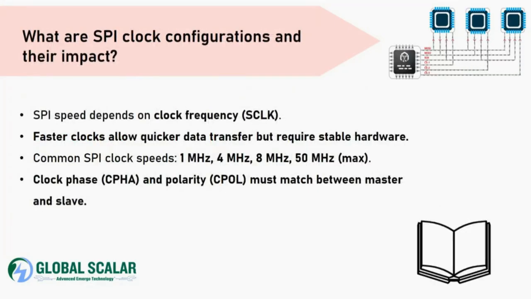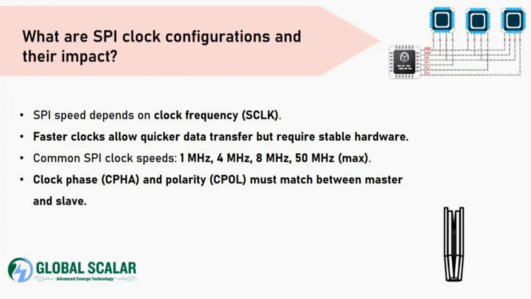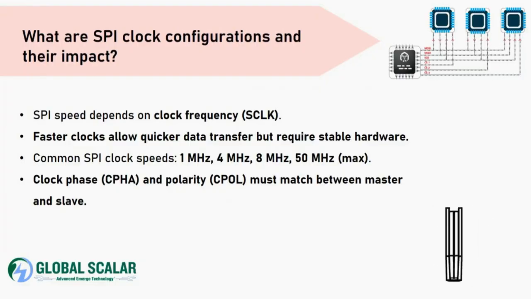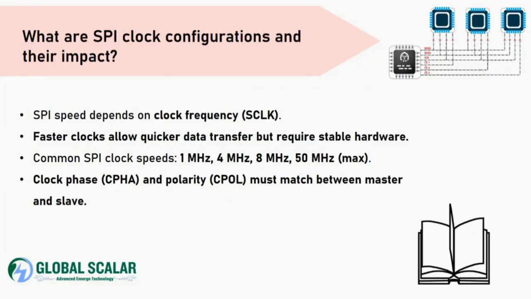What are the SPI clock configuration and their impact? SPI speed depends upon the clock frequency. A faster clock allows quicker data transfer but requires stable hardware. Common SPI clock speeds are 1 MHz, 4 MHz, 8 MHz, and 50 MHz. This is the maximum. And clock phase and polarity must match between the master and slave when we are transferring the data.